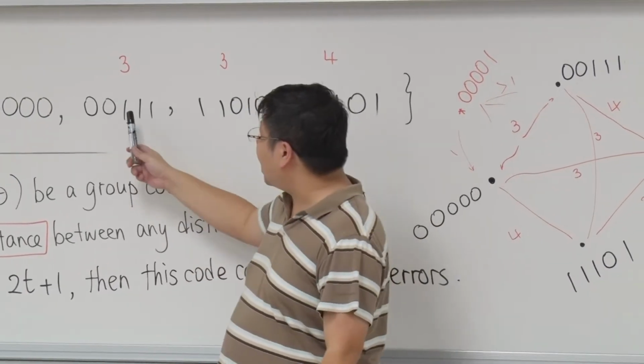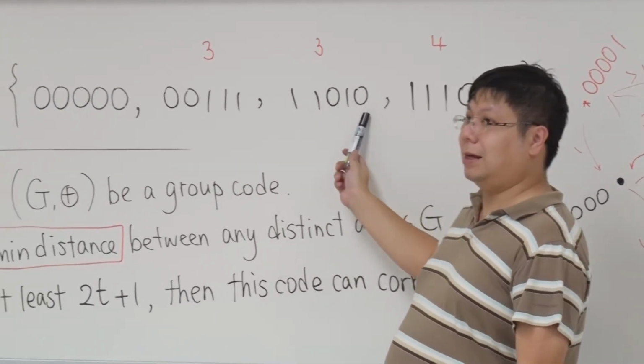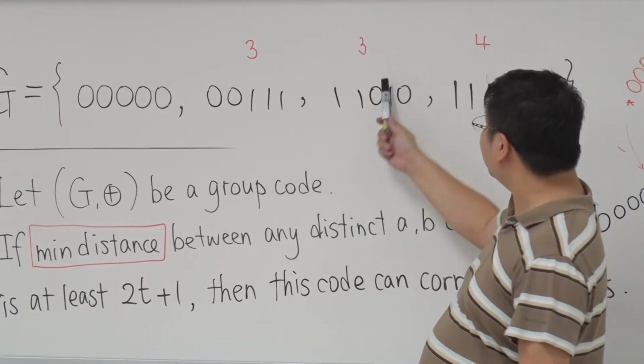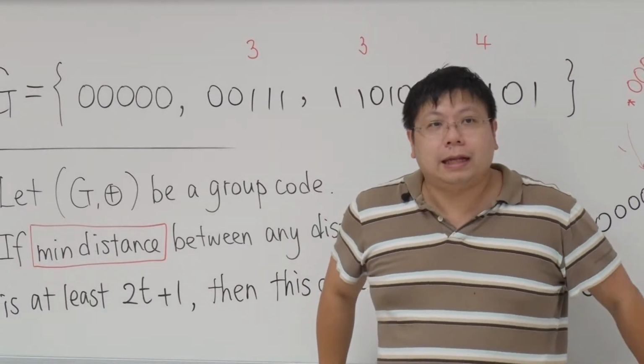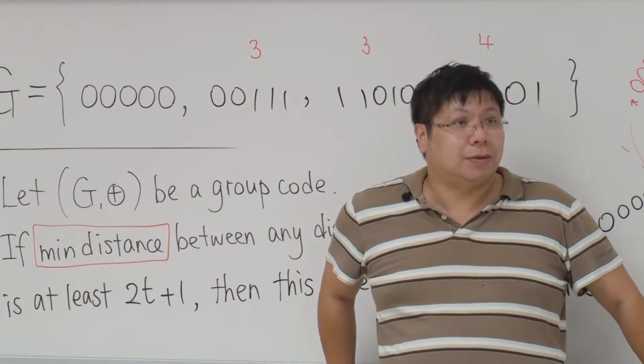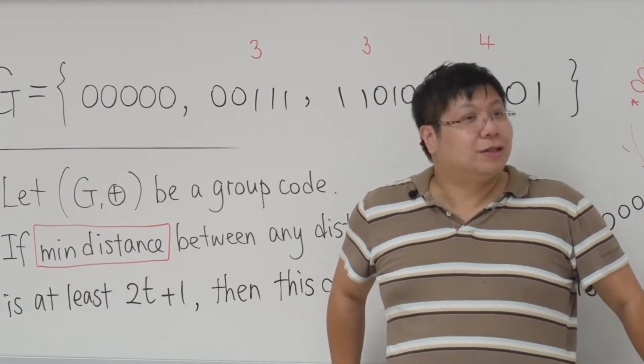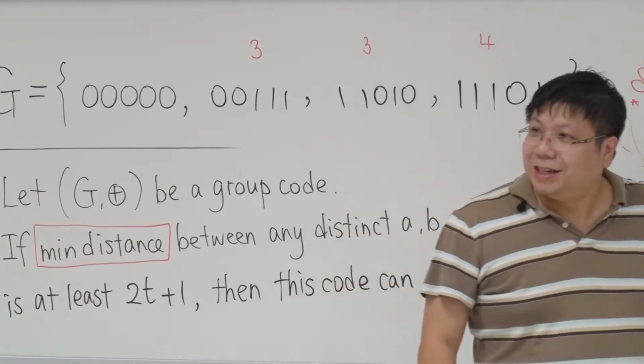We just need to find out, okay, how many ones are there? There are 3 ones. There are 3 ones. There are 4 ones. Okay, so we know that any pair must have distance at least greater than or equal to 3. Okay, so this is it. So this is the group code.